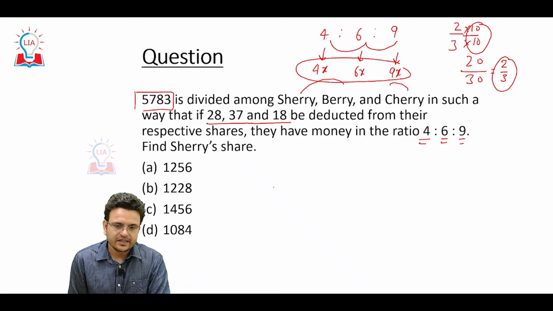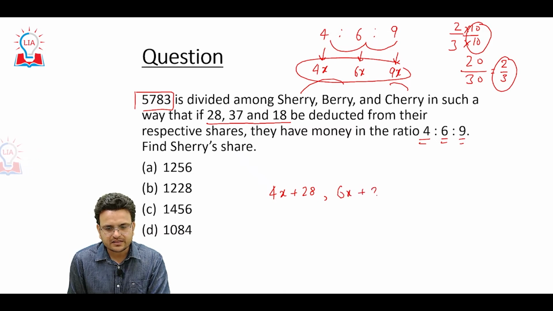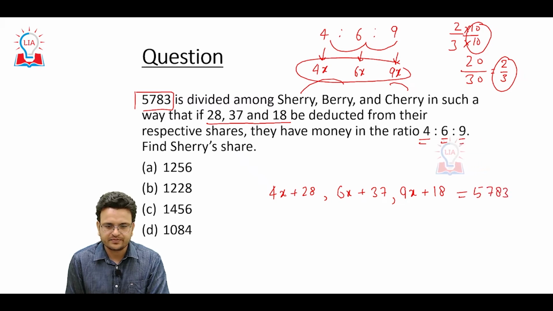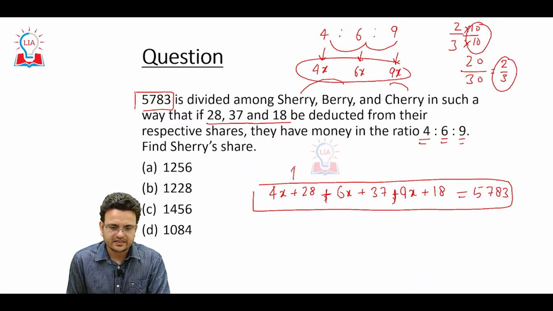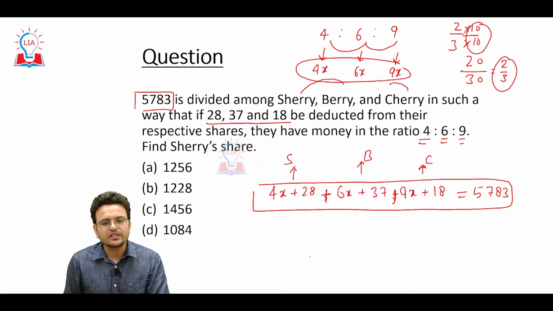So the total salary of Sherry will be 4x plus 28, the total salary of Very will be 6x plus 37, and the total salary of Cherry will be 9x plus 18, and the sum must be equal to 5783. So we can add, and if we solve this equation, we get the value of x, and then we can find Sherry's, Very's and Cherry's incomes.